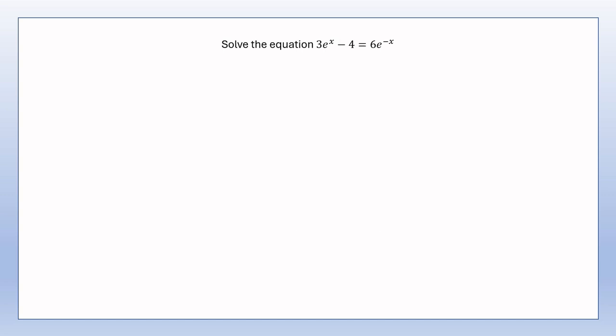Solve the equation 3e to the power of x minus 4 equals 6e to the power of minus x. So I know from the outset that equations involving both e to the power of x and e to the power of minus x are probably going to be quite difficult to solve, but not always necessarily impossible to solve, at least without some algebraic manipulation. So I'm going to take a guess and multiply through by e to the power of x to give 3e to the power of 2x minus 4e to the x equals 6, which can be rewritten as 3e to the power of 2x minus 4e to the x minus 6 equals 0.